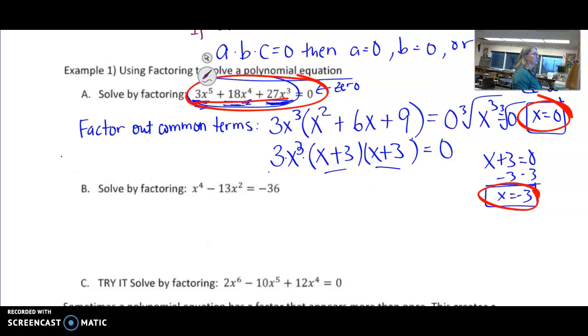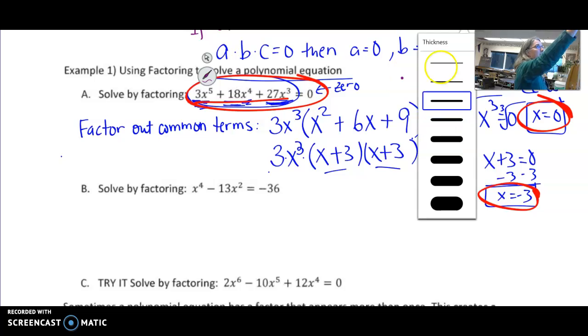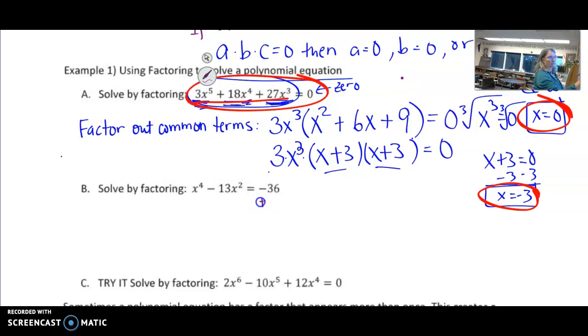Okay, so let's solve another polynomial here by factoring. Again, remember we want to find the zeros, so we want one side equal to 0. So step 1, I'm going to add 36 to both sides of this equation. First thing we look for is whether there is anything common to all of the terms on the left side, and the answer is no. Now notice that we have x to the 4th minus 13x squared plus 36.